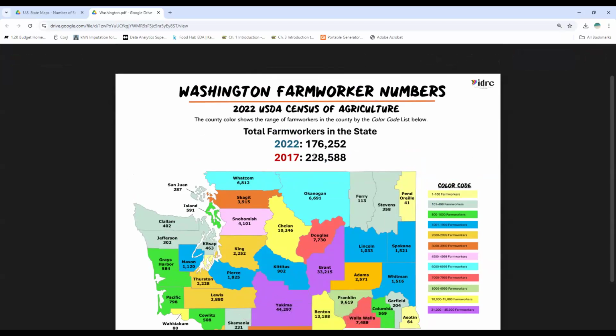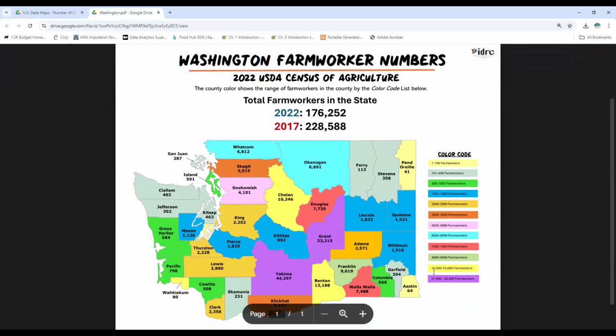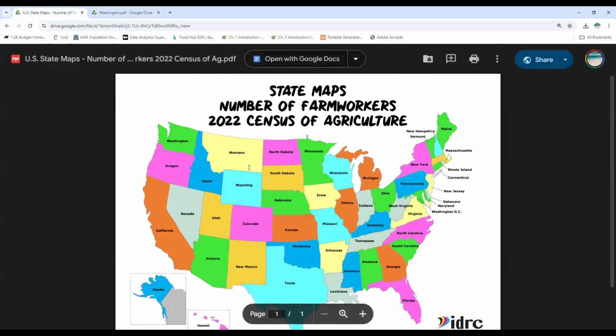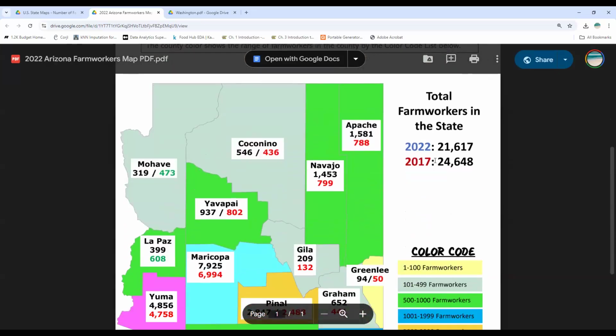In a lot of the states across the country, we've lost farm workers from 2017 to 2022. The interesting thing is you can look and see the number of farm workers in each one of the areas, and then see the differences here. In some of our states, let me check out Arizona, for example, you can see the difference between the numbers of 2022 and 2017.